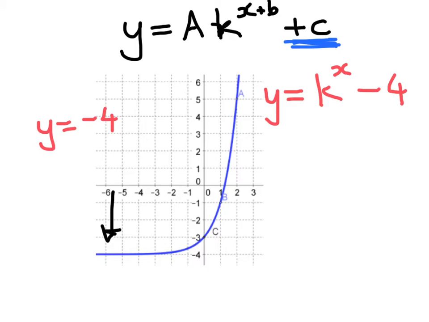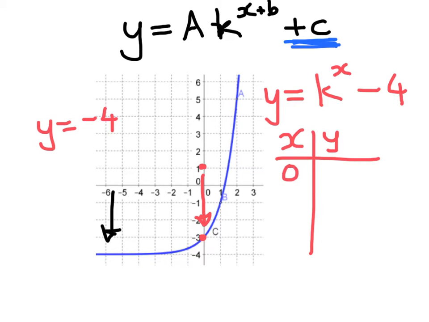The reason I suspect that it's a reasonably simple one is that this pivot point here, which used to be at 1, is still just shifted down 4. So the easiest way to do this is to look at some values. So we've got x is 0 and y is -3. x is 1 and y is -1. And x is 2 and y is 5.